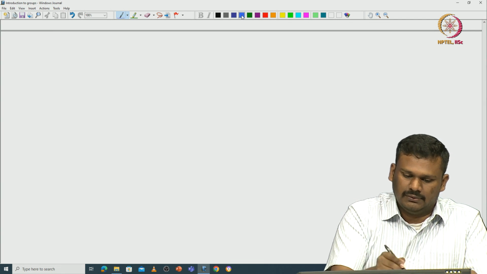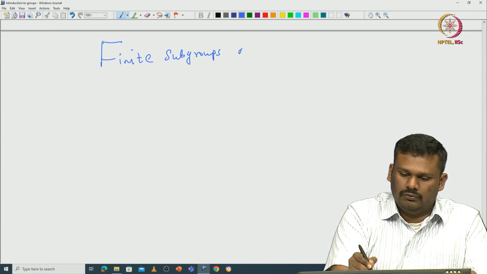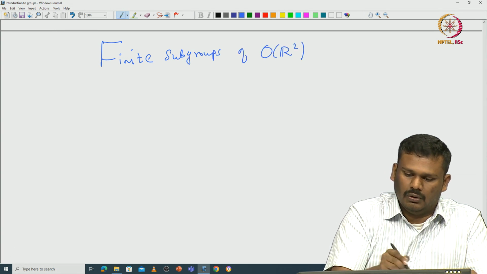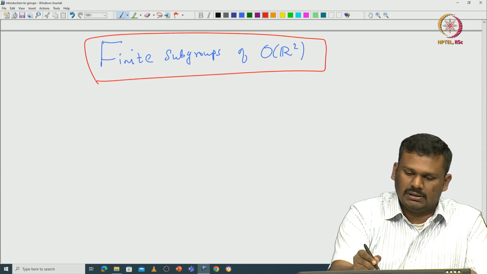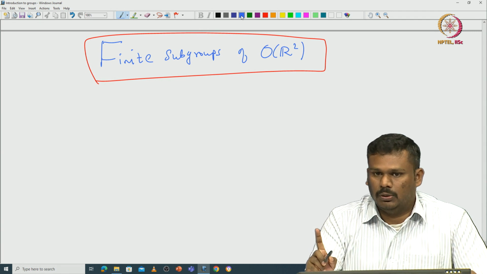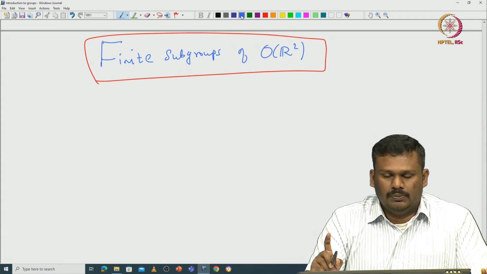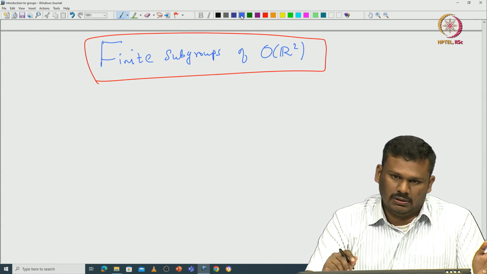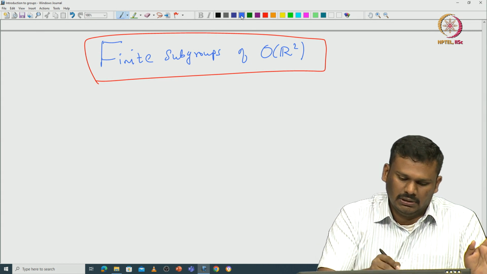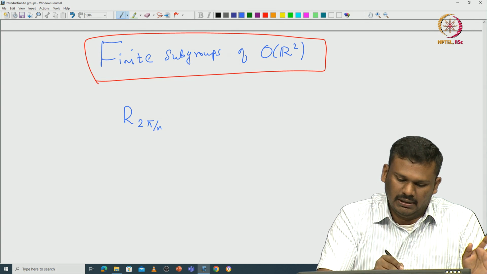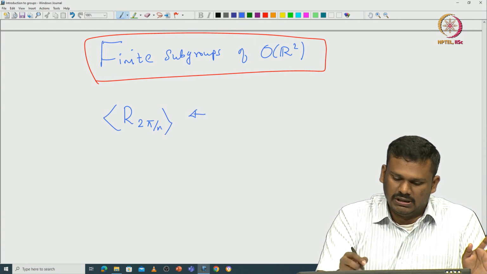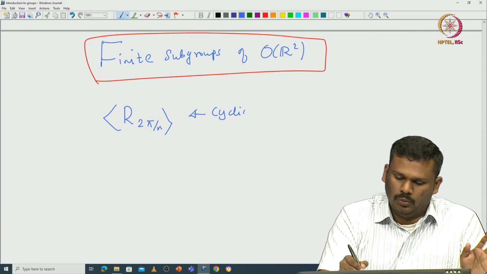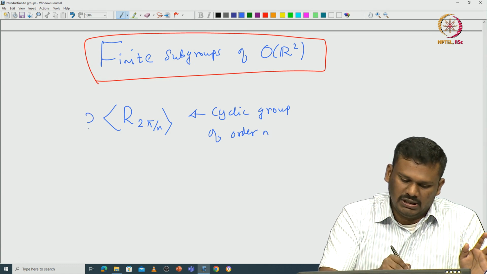So, we want to understand finite subgroups of O(R²). Let us see what we can do about this. We already have two such subgroups. One is the cyclic subgroup generated by some rotation. For example, you can take the counterclockwise rotation by 2π/n, and then take the subgroup generated by this. This is going to be a cyclic group of order n, and this naturally sits inside O(R²).